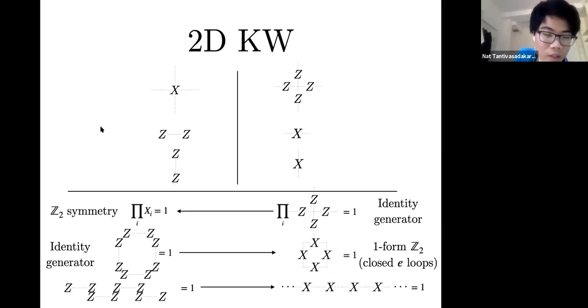Oh, I don't have a single Z in my duality here. I only have a double Z, so I don't have a charge under the Z2 symmetry. I don't dualize the single Z in this.